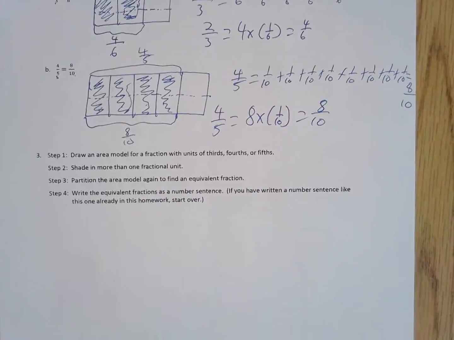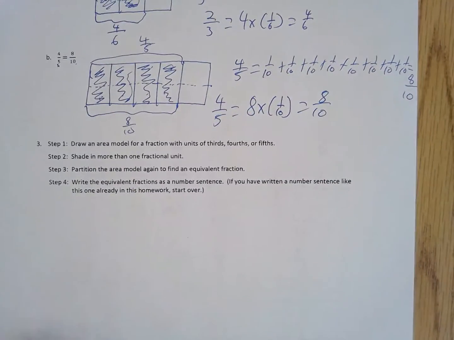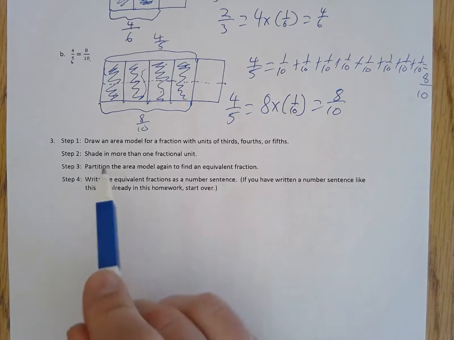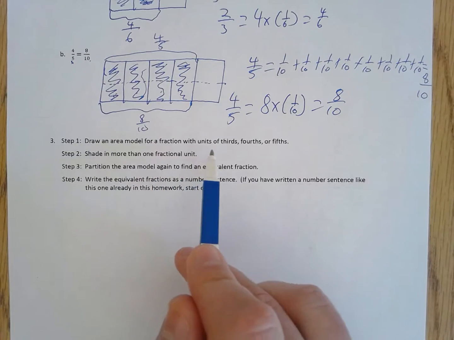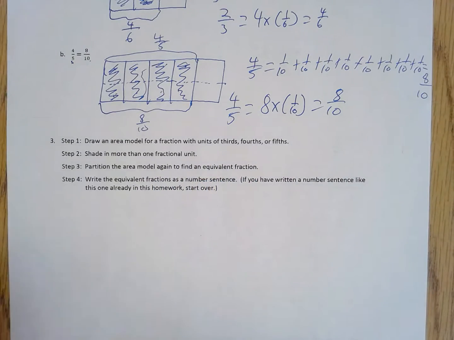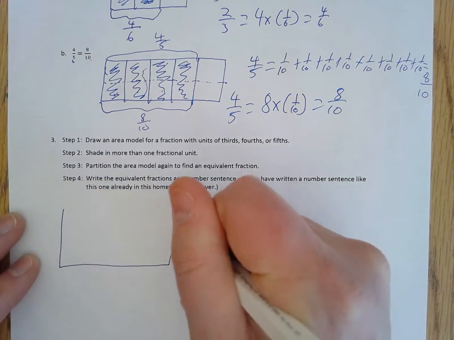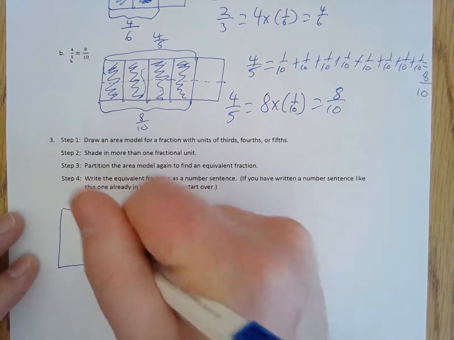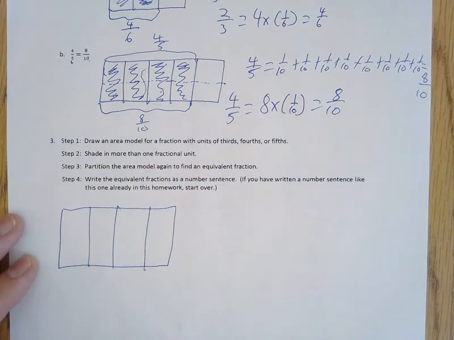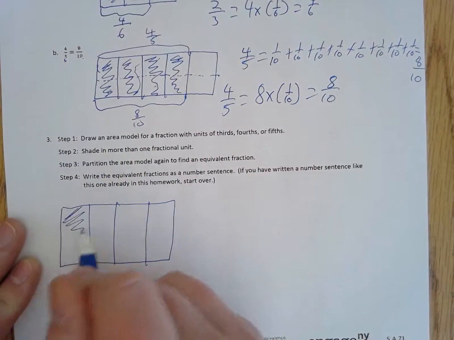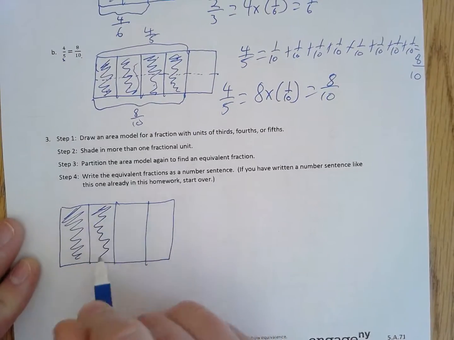So for the last one, the kids can get a little creative. They get to come up with their own fraction and area model that they get to figure out for themselves. So draw an area model for a fraction with units of thirds, fourths, or fifths. All right. I'm going to do fourths. That's easy to cut in half and then cut in half. Okay. Step 2, shade in more than one fractional unit. So I'm going to shade in 3 of them.